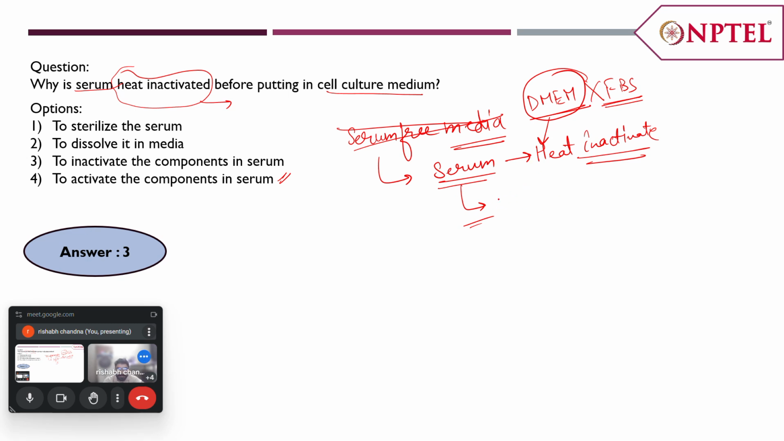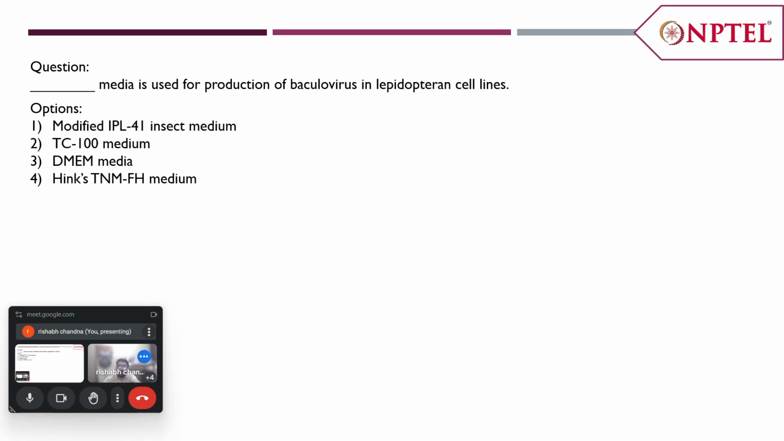Okay. Because we have different growth factors here that help different cell types to grow. So that's why the correct answer is option number three. Okay, so let's move on to the next question.